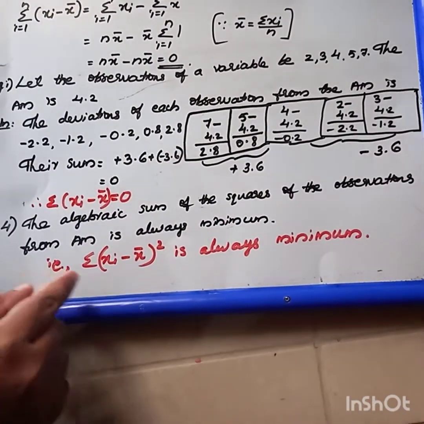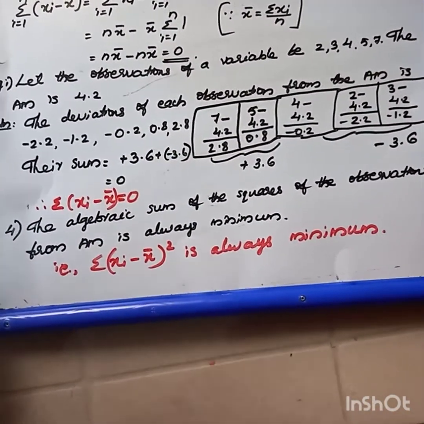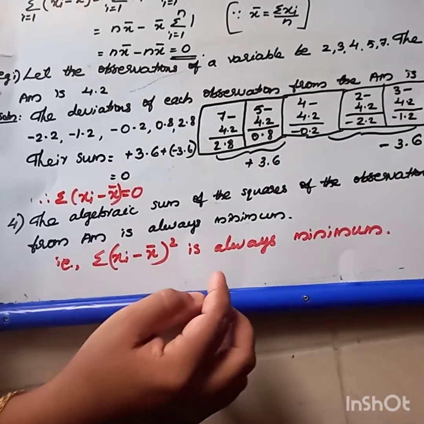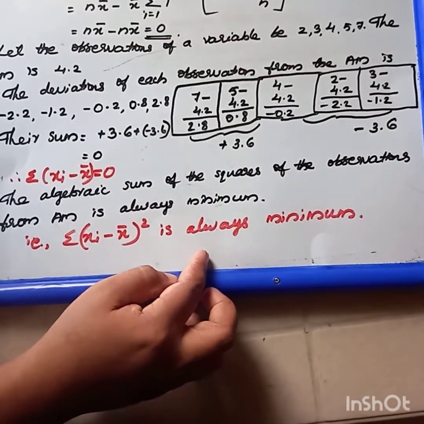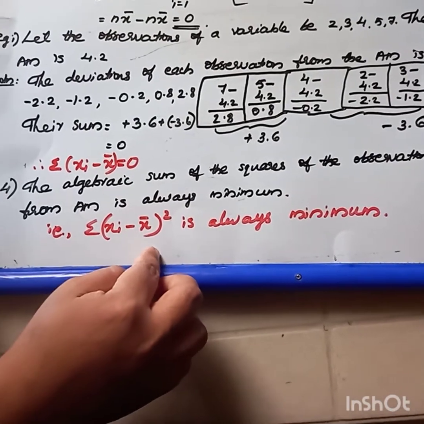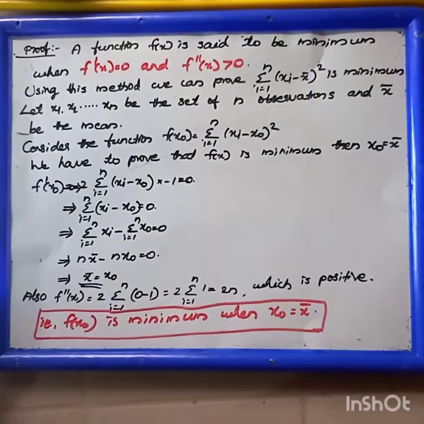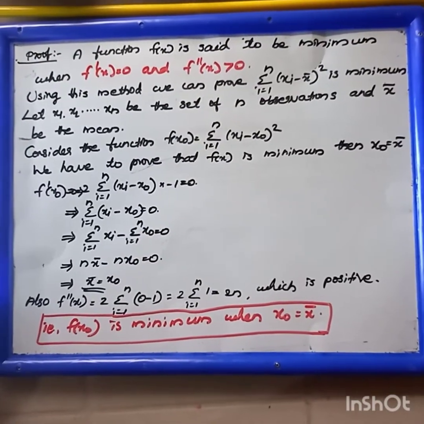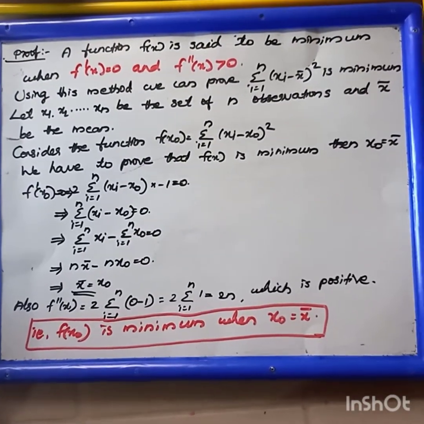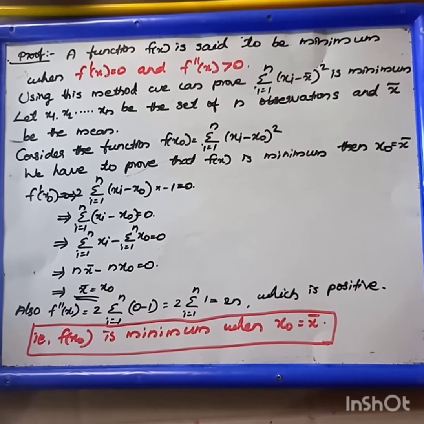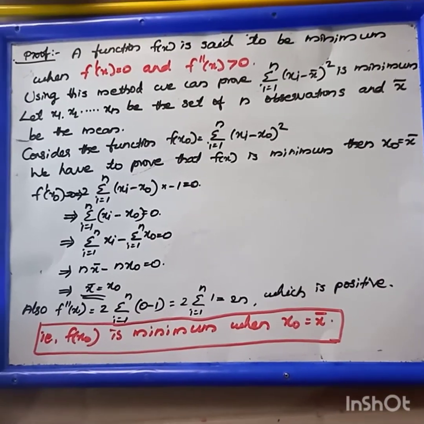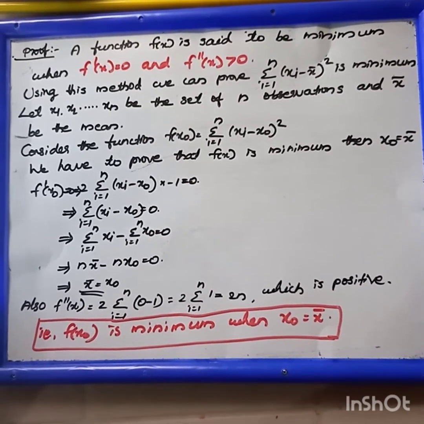Fourth property: the algebraic sum of the squares of deviations of observations from the arithmetic mean is always minimum. That is, summation (xi minus x bar) whole square is always minimum.